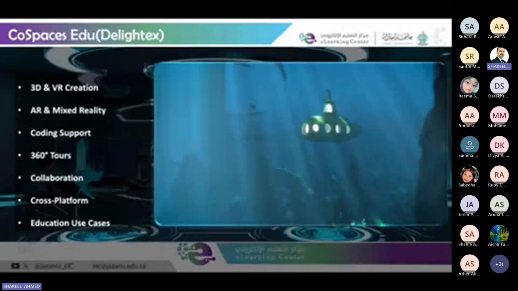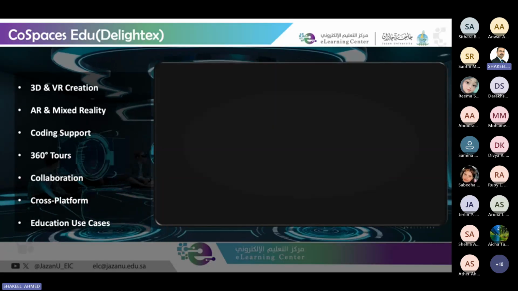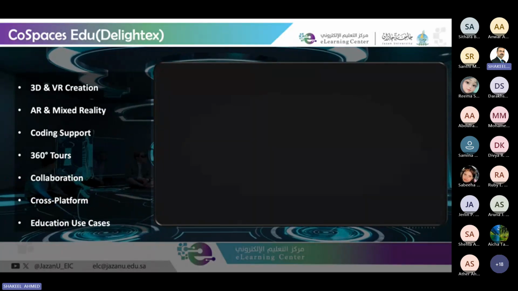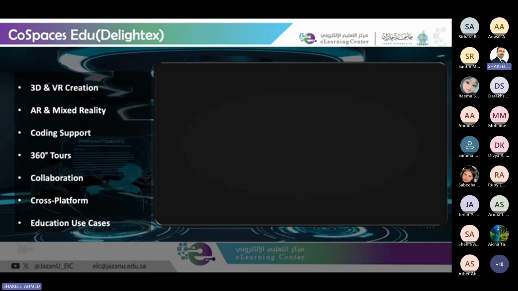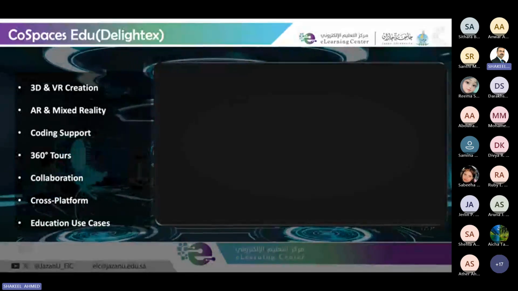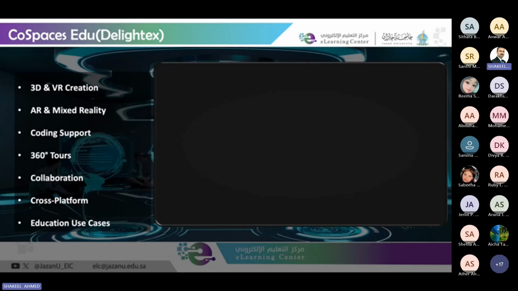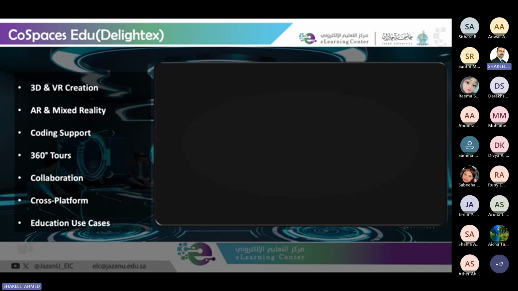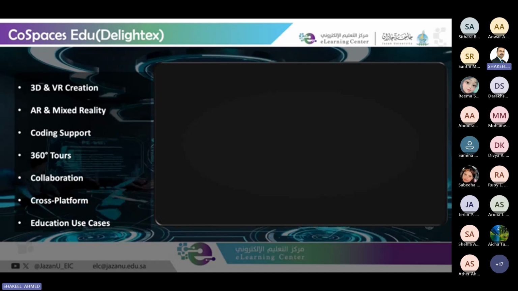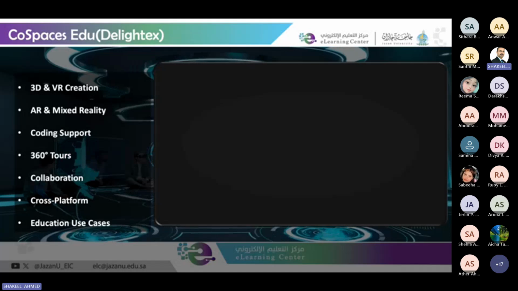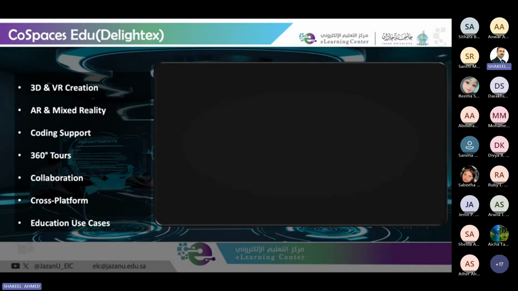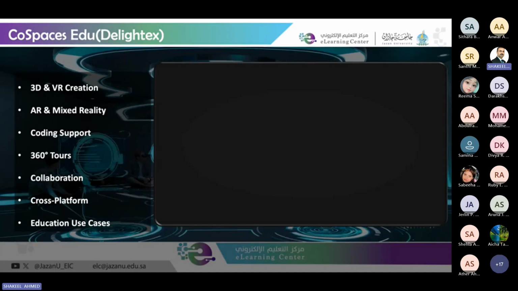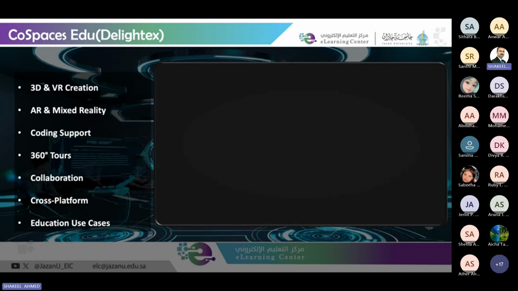CoSpaces is a very practical tool for teachers and students, because it combines many immersive features in one platform. With CoSpaces, you can create 3D scenes and VR experiences easily without needing advanced programming knowledge. So this makes it accessible for faculty who are just starting out. It also supports augmented reality and mixed reality. So the same content that you build for VR can also be viewed on a tablet or a phone, layered into a real environment. This flexibility means students can use it whether they have a headset or just a mobile device.